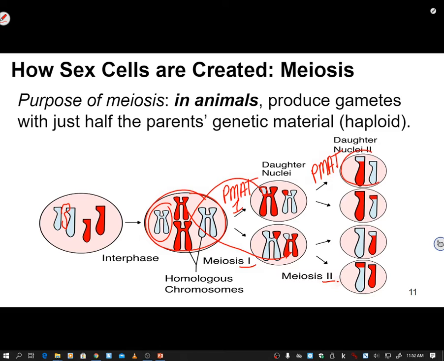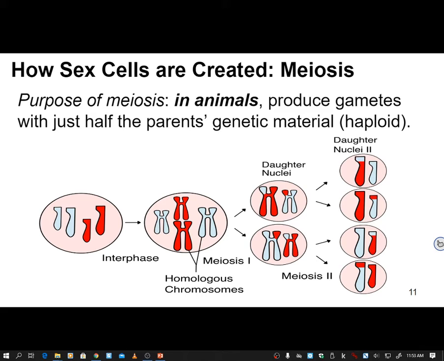So here, I now have 4. These 2 came from this one right here. I have another 2 here. So I have 4 cells altogether. Now look at this cell versus the original. It does have half the number of chromosomes, and that's the whole purpose. That's what we want. All right, so basically meiosis is going through mitosis twice.